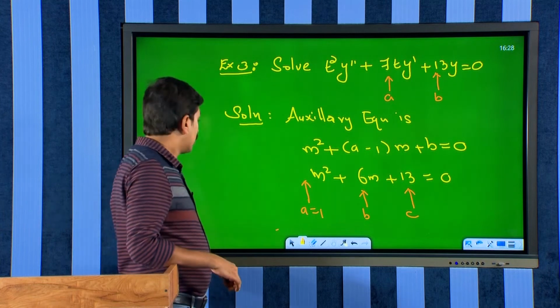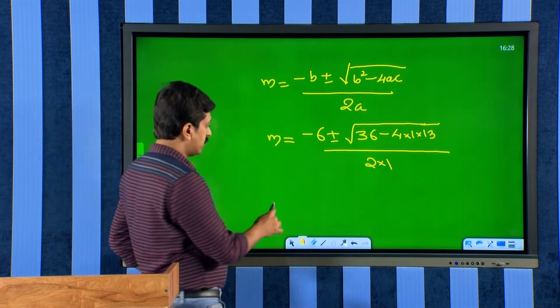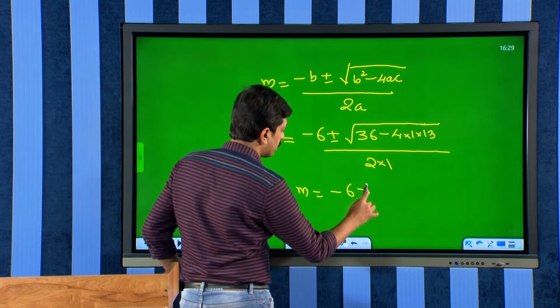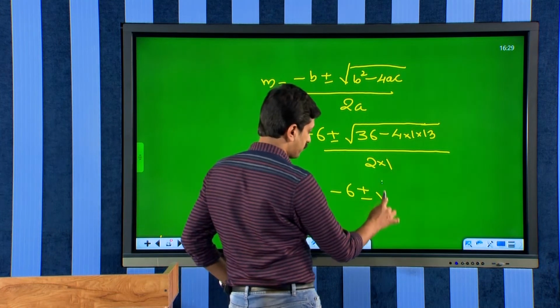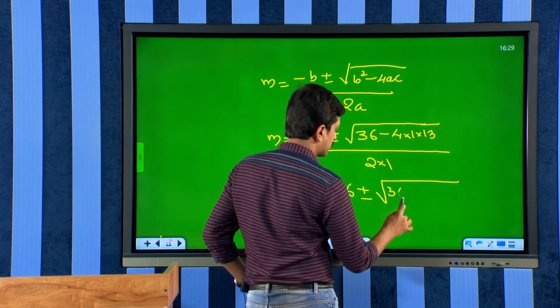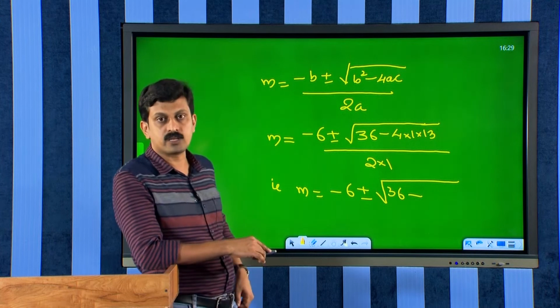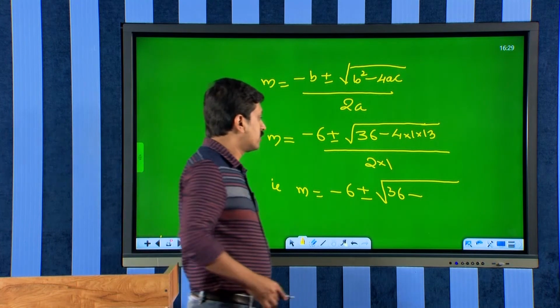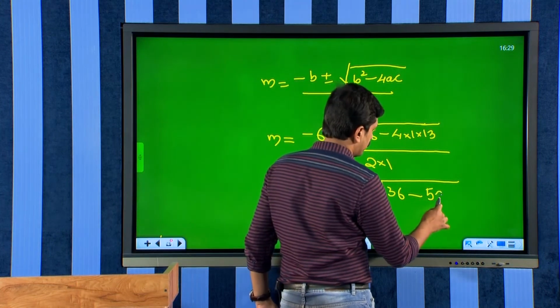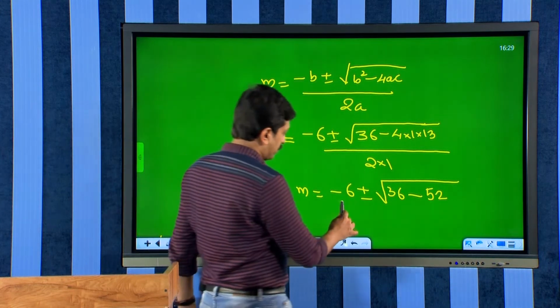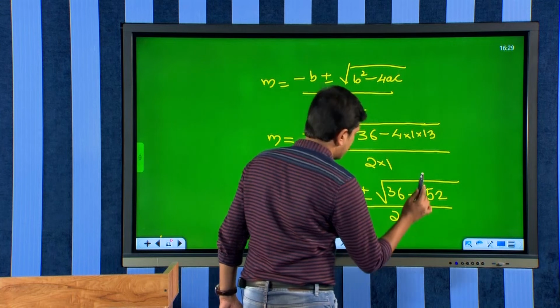So we can write m is equal to minus 6 plus or minus root of 36 minus 4 into 13, that is 52, divided by 2.